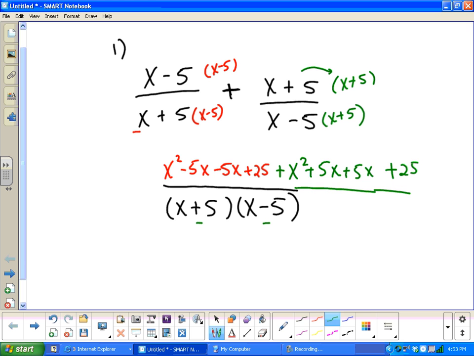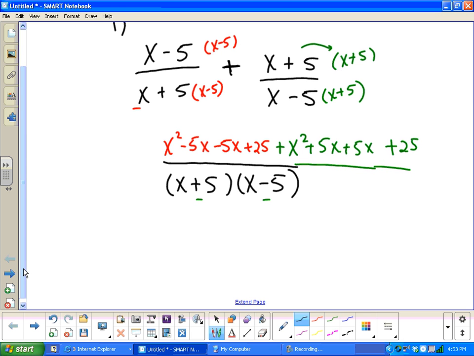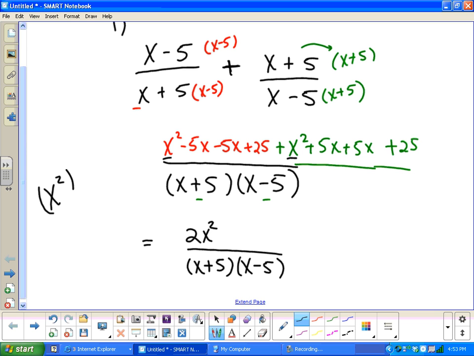Now let's gather all these like terms together. The denominator's not going to change here. Now x squared and x squared is going to give me 2x squared. Now, x squared plus x squared is not x to the fourth. Some of you put x to the fourth on your practice test. x squared times x squared will give you x to the fourth, but x squared plus x squared is just 2x squared.